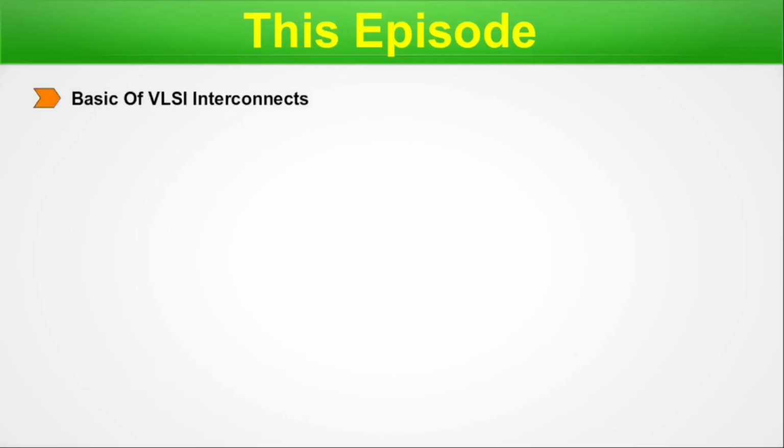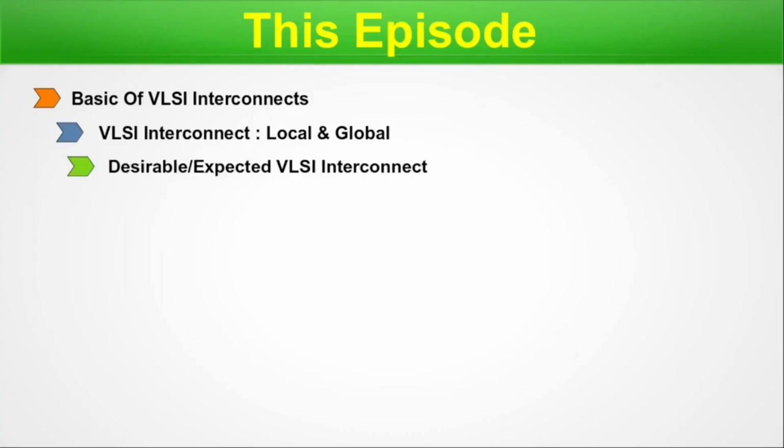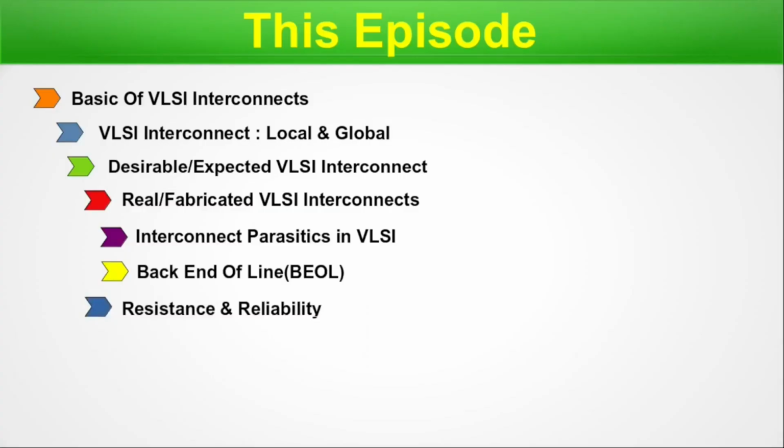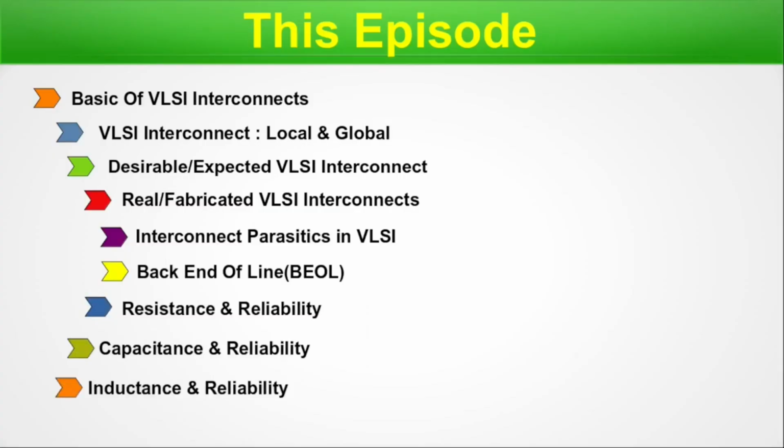Now let's move to the pointers we will cover in this episode. First, basics of VLSI interconnects. Next, VLSI interconnect, local and global. Third, desirable or expected VLSI interconnect. Next, real or fabricated VLSI interconnect. Then, interconnect parasitics in VLSI, back end of line or BEOL. Resistance and reliability, capacitance and reliability, inductance and reliability, and finally, impact of scaling. So, let's move to the first slide.